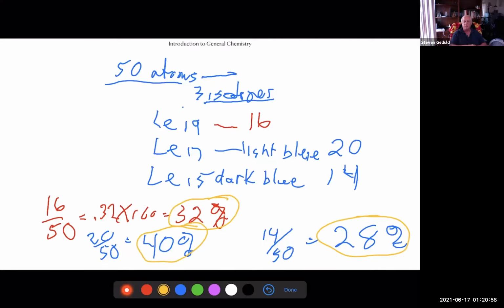Now, to double check your work, if you add those three numbers together, what had you better come up with? 100%. Yeah, you better. I mean, that's the whole thing. If that's all you got, it's got to be 100%. 32 plus 40 is 72 plus 28 is 100. And those are your percentages. Percentage is just a fraction of what portion out of the whole entire mass that you have. So if you have 16 parts of it out of 50, you have 32%. If you had 20 atoms out of the 50, you got 40%. If you got 14 atoms out of the 50, you got 28%.